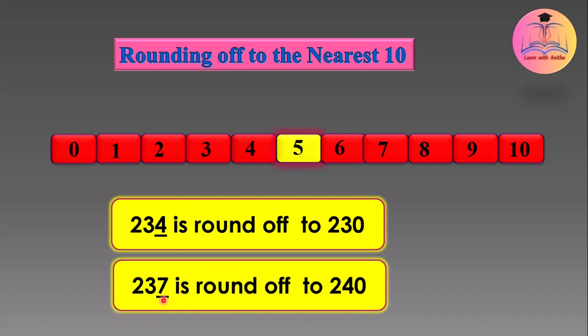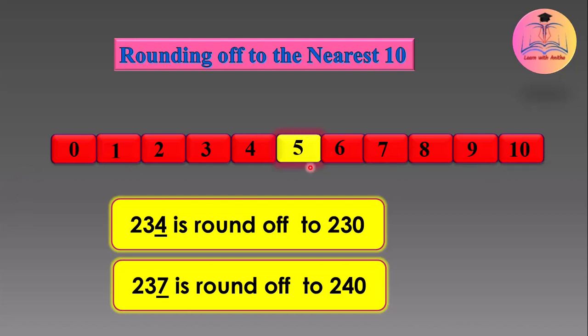237. So check the ones digit here. In the ones place, the number 7 is written. So where is the 7 on the number scale? 7 is on the number scale after the 5, so it is greater than 5. 7 is greater than 5, so it's nearer to 10. Keep in mind, on this number scale 5 is the middle number.